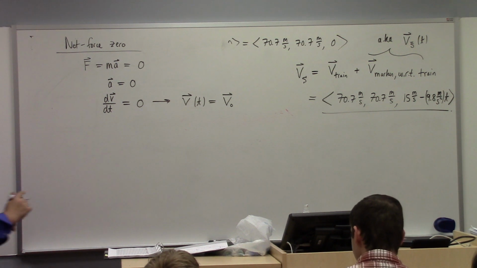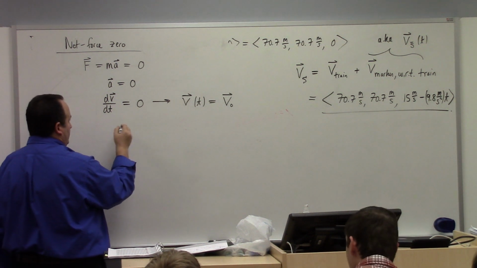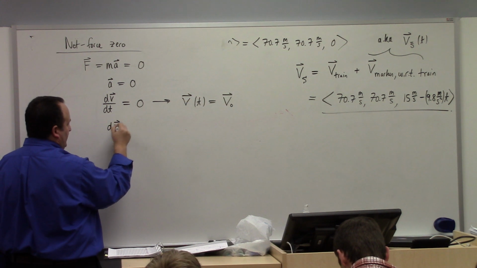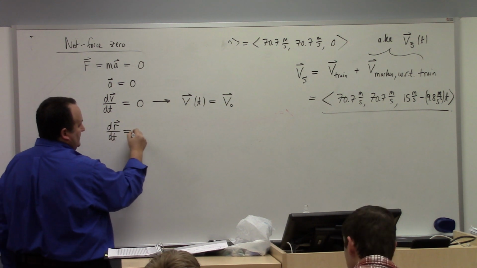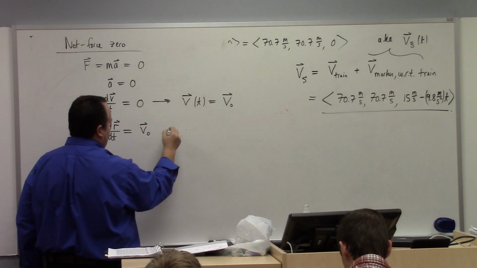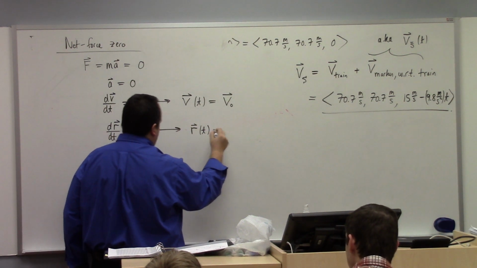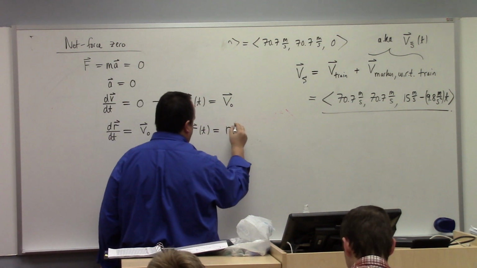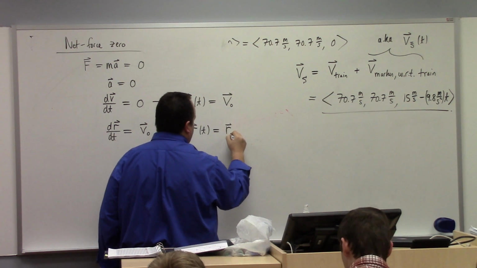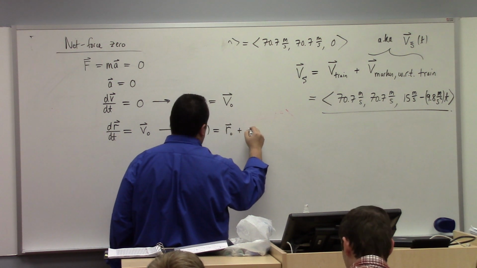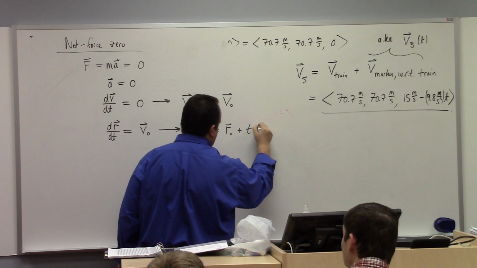And then what's that equal to? So then we've got dr/dt equal to v naught. And what's that tell us about r of t? What's r of t equal to? Integrating that, we get the initial position plus t times the initial velocity.